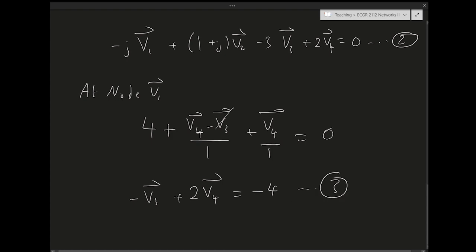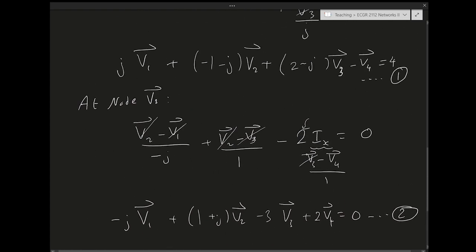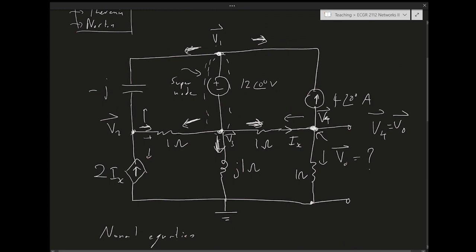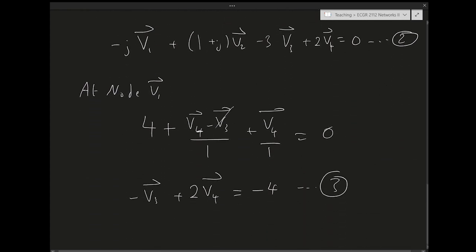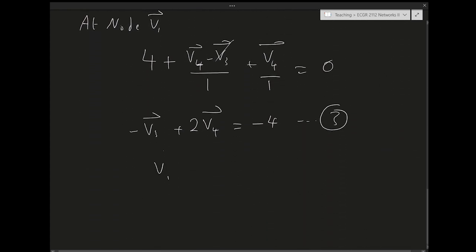And then the fourth: we have 4 unknowns, so we need 4 equations. The fourth equation is going to be the constraint due to the supernode. It's going to be V1 minus V3 equals 12.